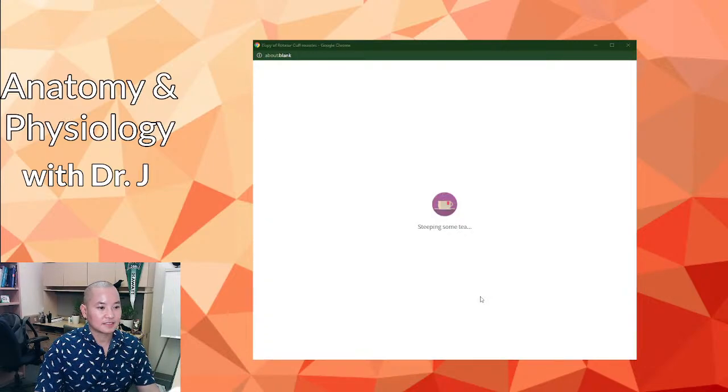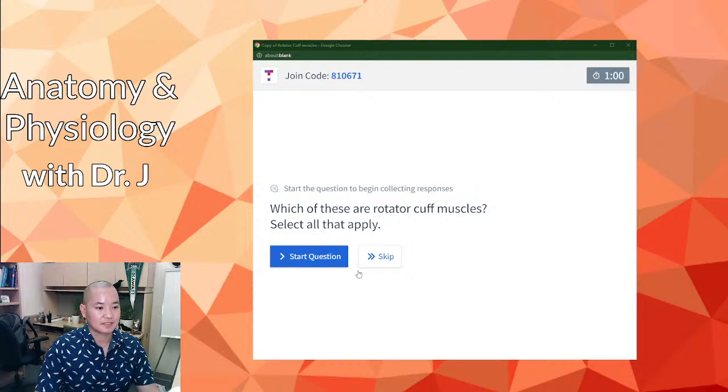And let's see, and rotator cuff muscles. We already did that one.